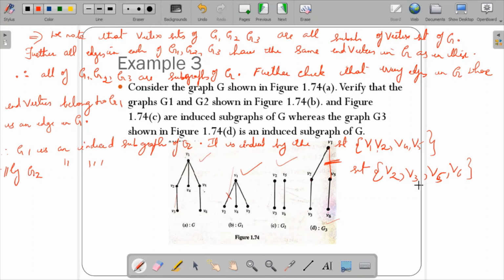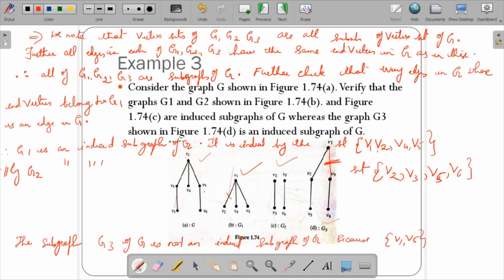Next, the subgraph G3 of G is not an induced subgraph. The subgraph G3 of G is not an induced subgraph of G because the edge V1, V5 is missing, because this edge is not in G3. Okay, so this is regarding example 3.